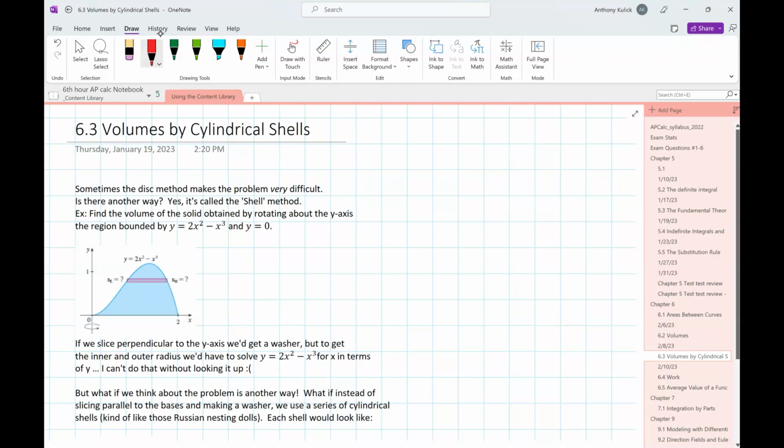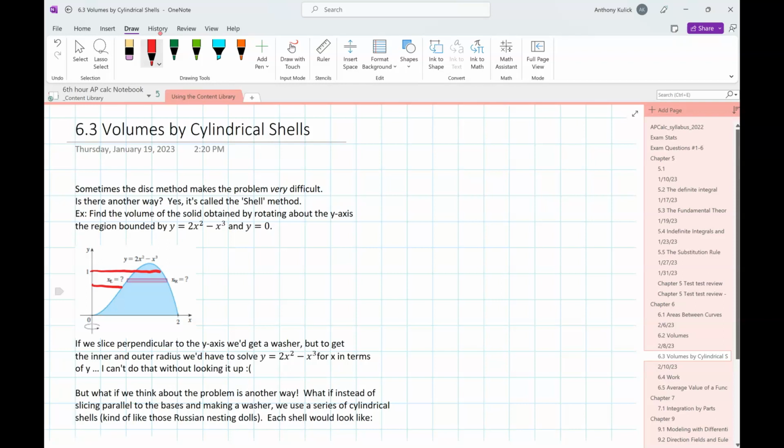So sometimes when we're doing one of these volume of revolutions problems, the disk method is not going to be easy to employ. So look at this example that we've drawn here, which is y equals 2x squared minus x cubed, and then y equals 0. So there's the blue region that we have. That's what we're going to be rotating about the y-axis. If I tried to build a washer, my inner radius is here, and my outer radius would be there.